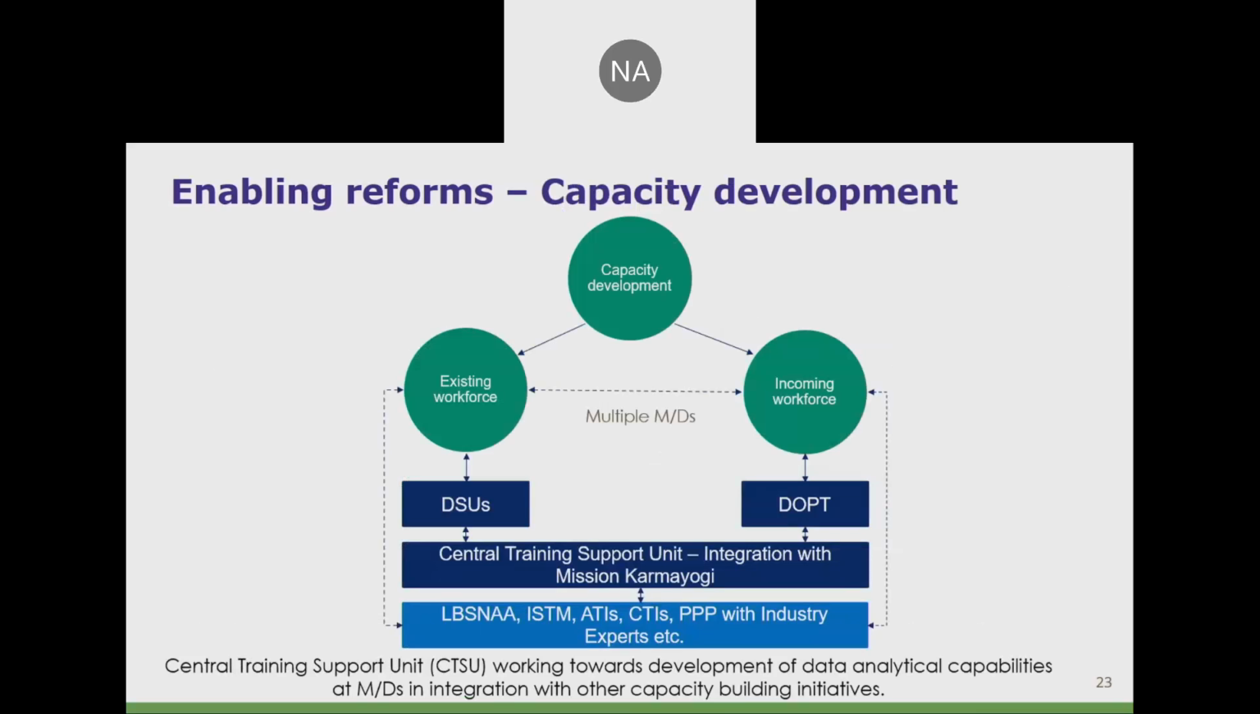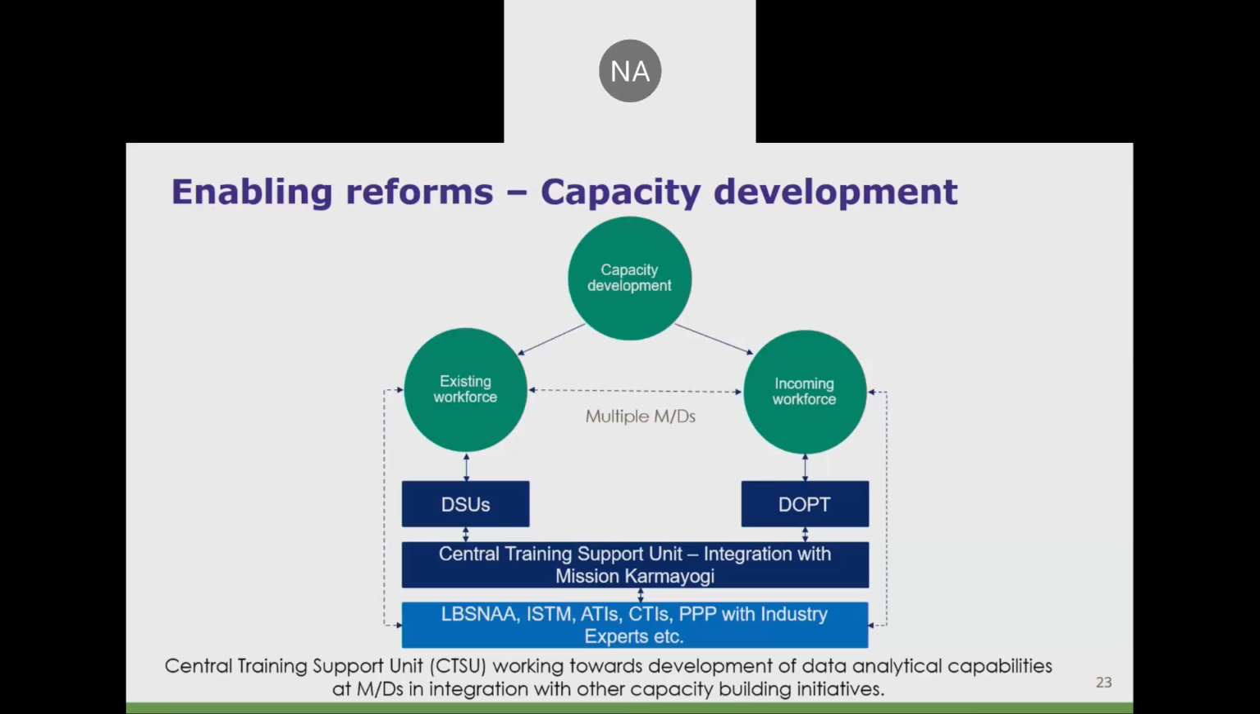Finally, the third lever is capacity development of the people which are involved in the implementation of these reforms. So for capacity development, we identified that we need to develop capacities of both the existing people at the departments, which we plan to do using the structure of the data and strategy units, as well as the incoming people, where we plan to undertake this training right at the entry stage with our engagement with the Department of Personnel and Training.